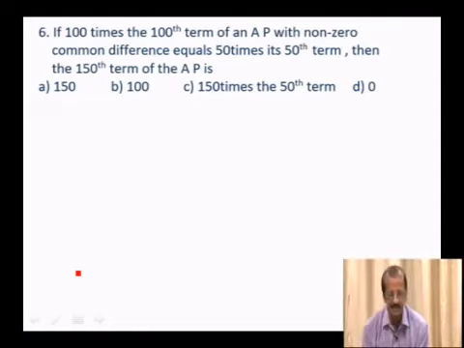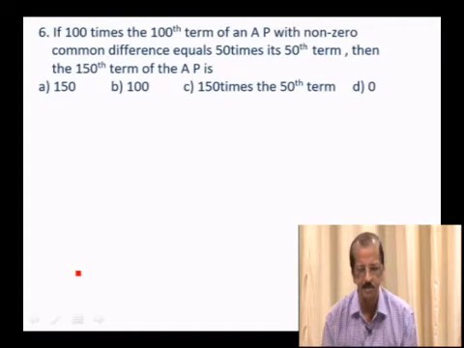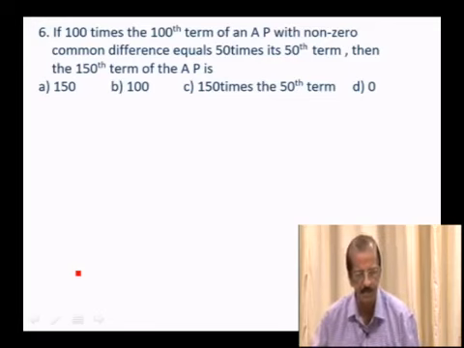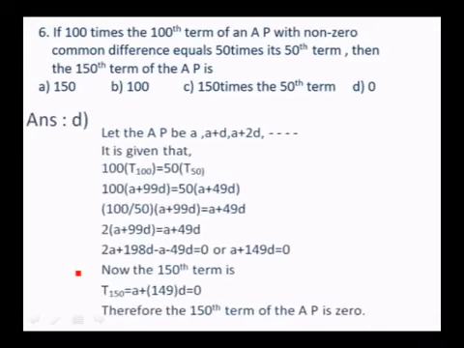So, sixth one: if 100 times the 100th term of an AP with non-zero common difference equals 50 times its 50th term, then the 150th term of the AP is: option A 150, option B 100, option C 150 times the 50th term, option D 0. So, here we have to take the AP as A plus D, A plus 2D, etc. and then take this 100th term and 50th term. So, let us see how it can be done. Let the AP be A plus D, A plus 2D, etc. It is given that 100 into T100 is equal to 50 into T50.